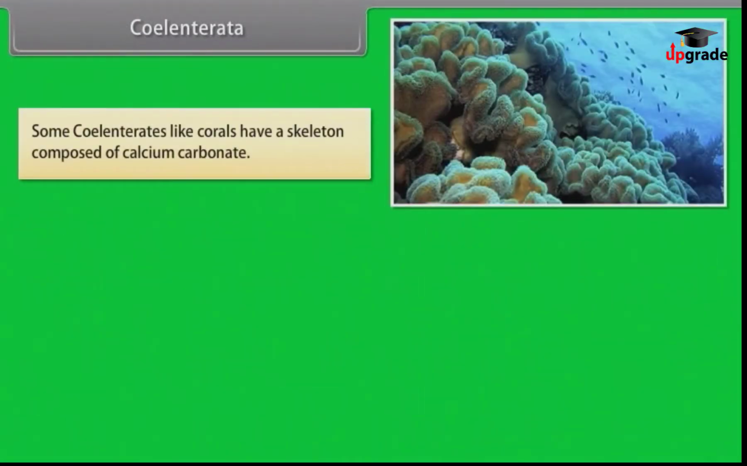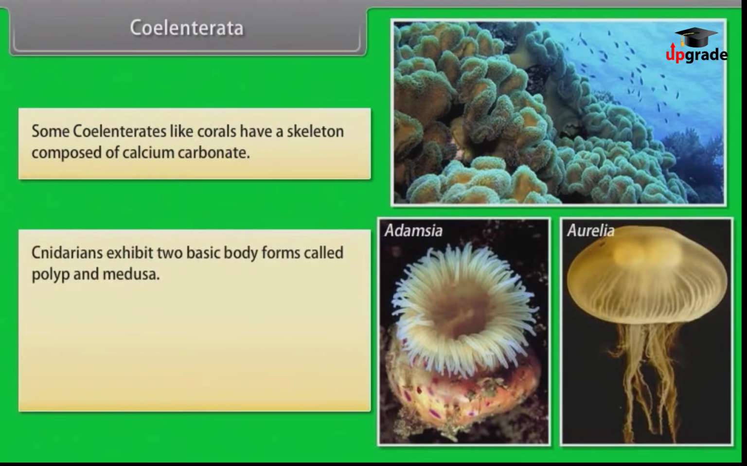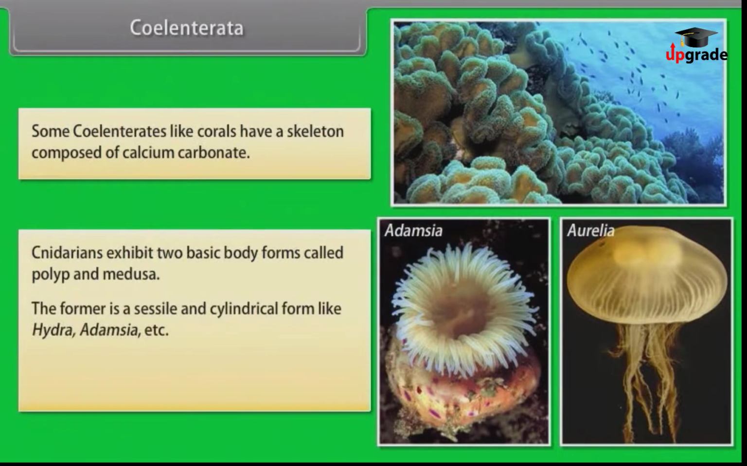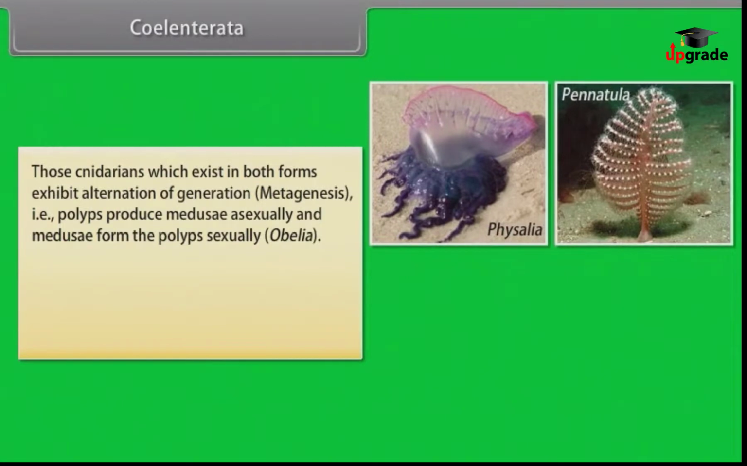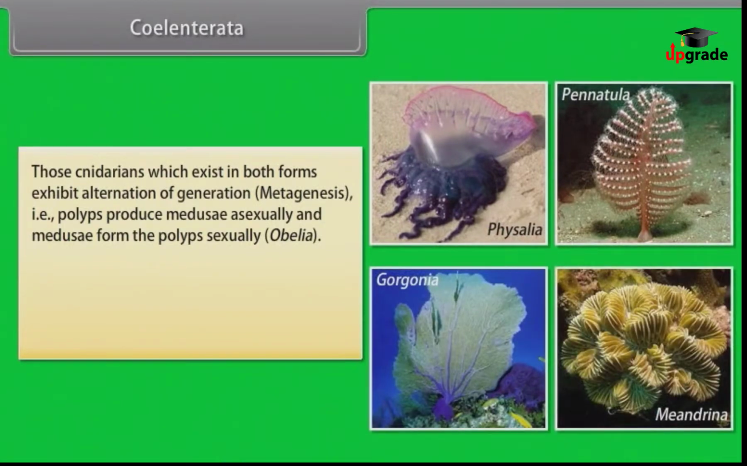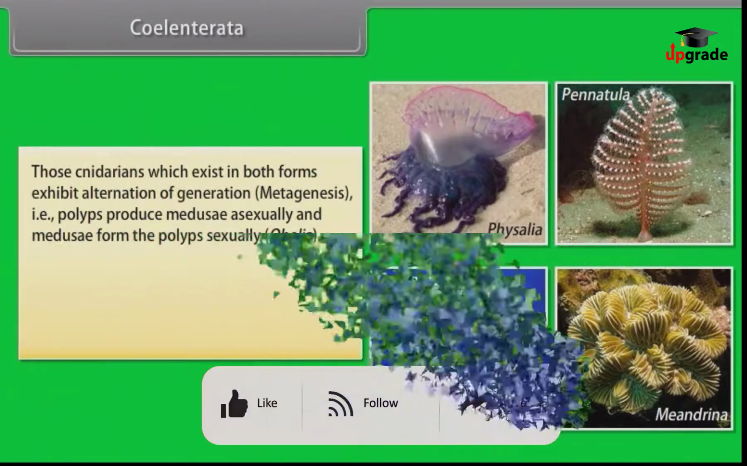Some coelenterates, like corals, have a skeleton composed of calcium carbonate. Cnidarians exhibit 2 basic body forms called polyp and medusa. The former is a sessile and cylindrical form like Hydra, Adamsia, etc., whereas the latter is umbrella-shaped and free-swimming like Aurelia or jellyfish. Those cnidarians which exist in both forms exhibit alternation of generation, that is, metagenesis: polyps produce medusae asexually and medusae form the polyps sexually.